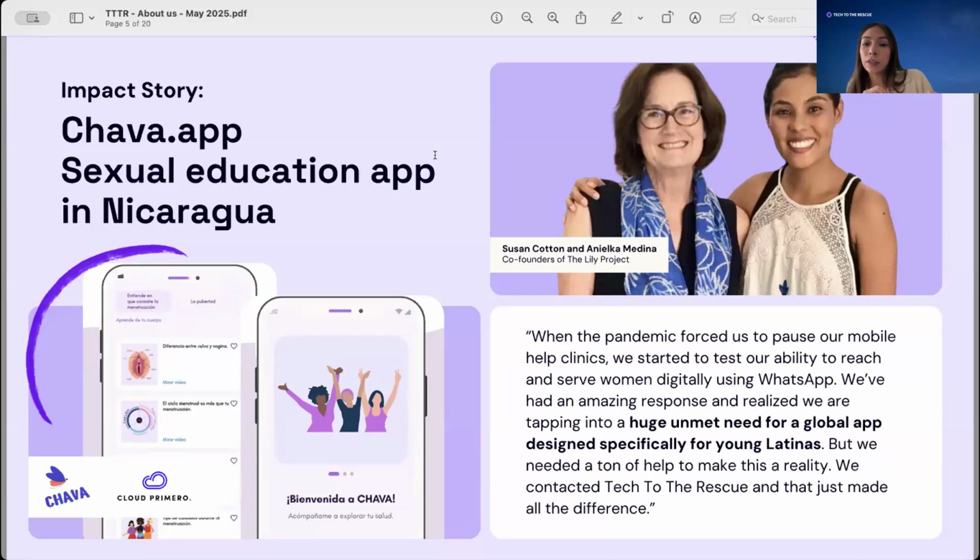So they went from a small scale in Nicaragua, town by town, to now working in all of Central America. And Cloud Primero was the company that we matched them with. This is just technology overall, but I do have some cases about AI. I want to start with the White Helmets one, that is the one that Brent mentioned. And this is also a super important case for us.